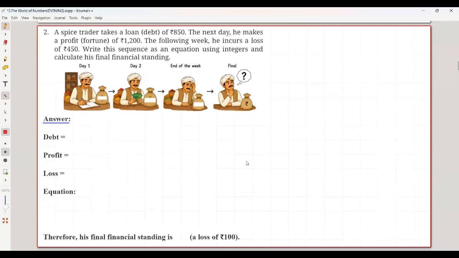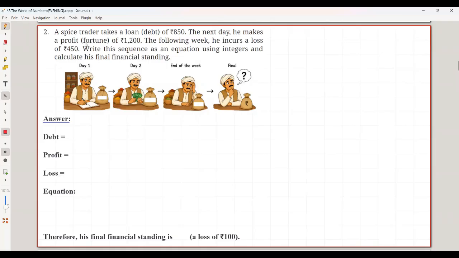The next question, the second question: a spice trader takes a loan, that means a debt of 850 rupees. The next day, he makes a profit, fortune, of 1200. The following week, he incurs a loss of 450 rupees. Write this sequence as an equation using integers and calculate his final financial standing.